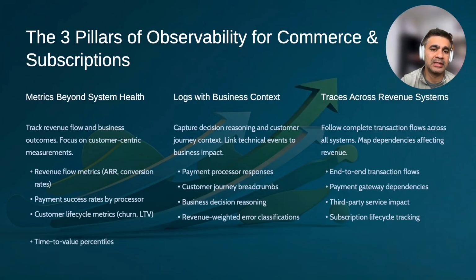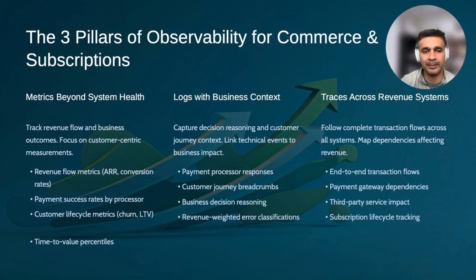Then business decision reasoning. Why did the fraud engine block this transaction? What data points led to the decision? And the revenue weighted error classification. Not all errors are equal. Some cost you more money than others.